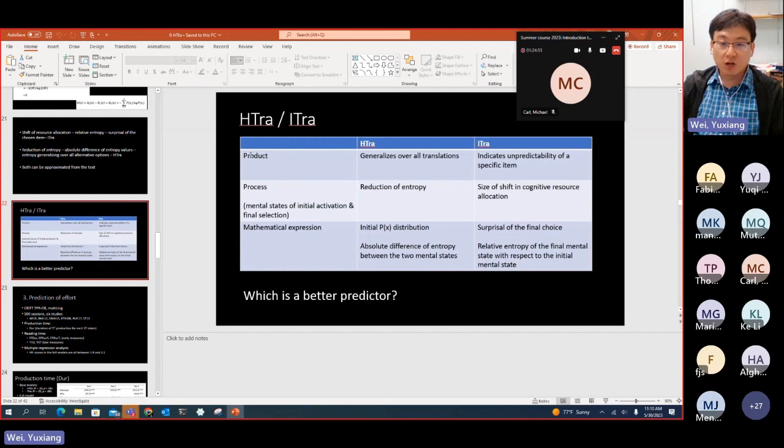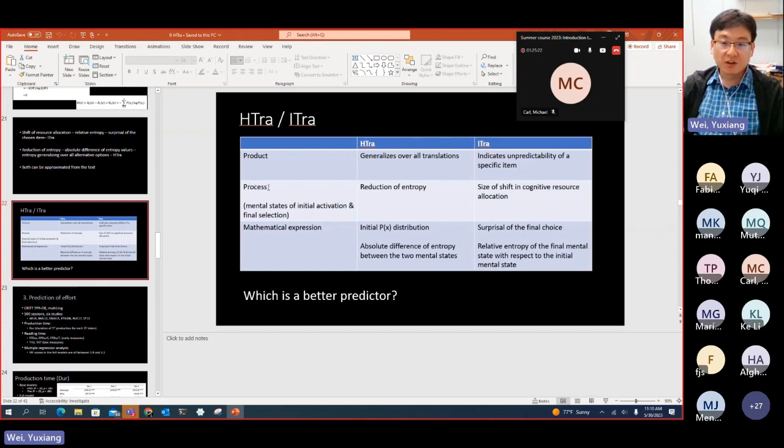One is HTra and the other is ITra. As a measure of the product, HTra generalizes over all translations, all possible translations, or in the CRITT database, all the choices that the participants have made, whereas ITra indicates the unpredictability of a specific item. So ITra has to do with one particular choice, whereas HTra has to do with all choices. That's a description of the product.